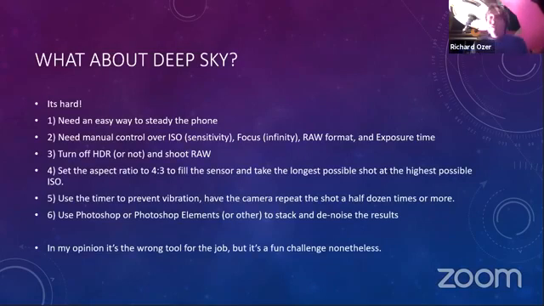So what about deep sky photography through a cell phone? Now, that's hard. That's really hard to do. You need a good way to steady the phone. You need manual control over the ISO, and the ISO on a CMOS camera is the sensitivity to light. It's basically how much it's going to amplify the light. It's good to have manual focus. You want to store the image in what's called RAW format. Usually images that are stored on your phone are JPEGs, but there's another format called RAW format, which has all of the data from the sensor.